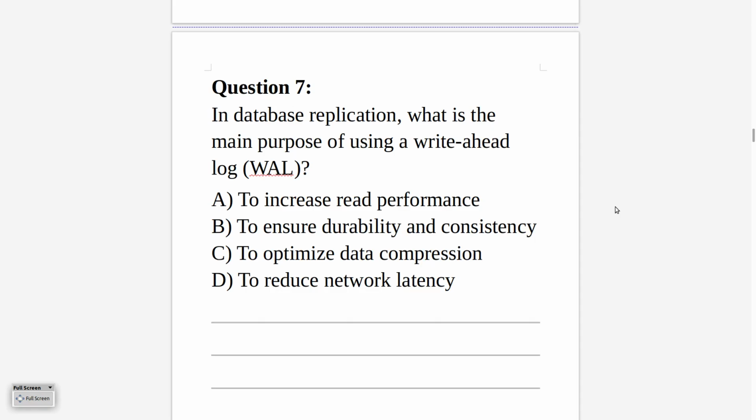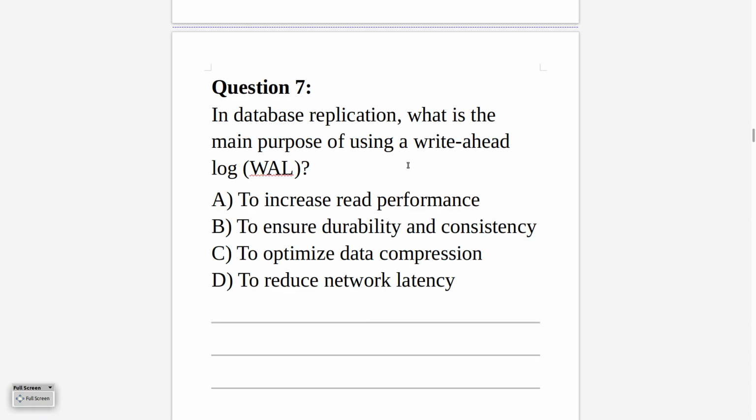Question 7. In database replication, what is the main purpose of using a write-ahead log, a WAL? I've heard of this, but I haven't read about this in literally years. Is it A, to increase read performance? B, ensure durability and consistency? C, optimize data compression? D, reduce network latency?